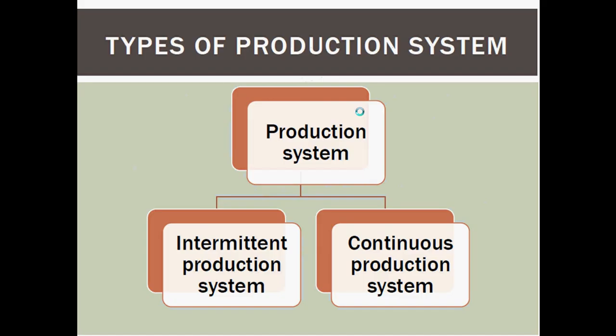Now we move to the types of production system. This is the basic theory we are discussing. A production system is nothing but a manufacturing system, and here we make two parts: one is the intermittent production system and the second is the continuous production system. In a continuous production system, there is a continuous flow of automation, meaning we can perform continuous or repetitive tasks in the same activity.